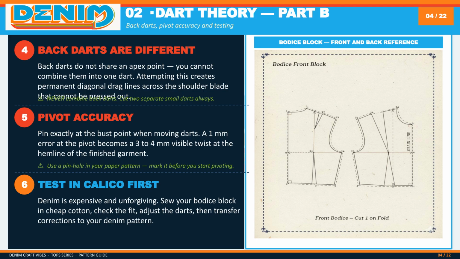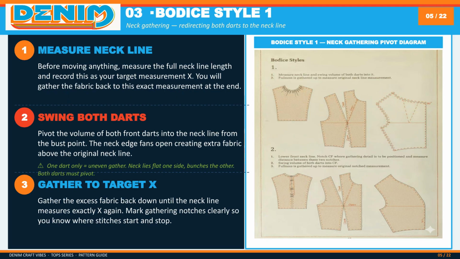Slide 3: gathering at neck and center front. Redirect both front darts into the new design area. For neck gathers, pivot fullness into the neckline. For center front gathers, mark the opening and gather evenly. These first style variations are all about moving dart volume into soft gathering.